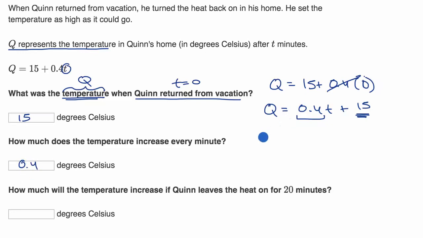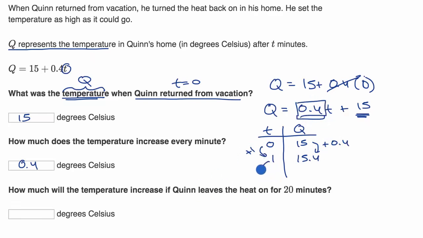You could try out some values. You could say, all right, let me think about what Q is going to be based on T. So at time T equals 0, right when he got home, we already figured out that the temperature is 15 degrees Celsius. At T equals 1, what happens? Well, it's going to be 15 plus 0.4 times 1. That's just going to be 15.4. Notice, when we increased our time by 1, our temperature increased by 0.4 degrees Celsius, by the slope. And it would happen again. If we increased time by another minute, if we go from 1 to 2, we would get to 15.8. We would increase temperature by another 0.4.